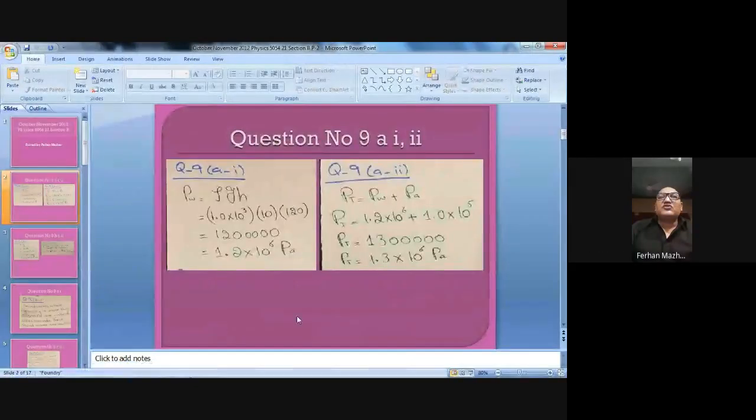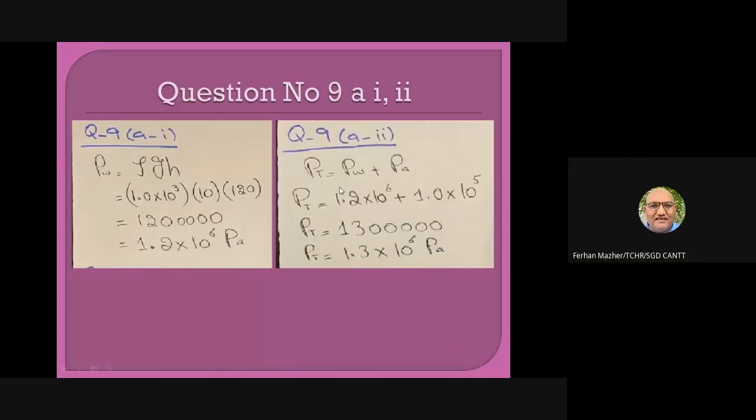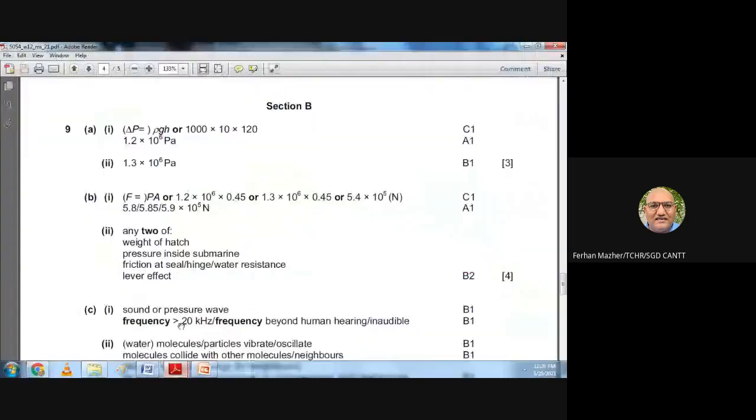Let me show you. So on your screen, you can see the total pressure will be equal to the pressure of the water plus the pressure of the atmosphere. Pressure of the water is 1.2 x 10^6 plus 1.0 x 10^5, and the final answer will be 1.3 x 10^6 Pascal. So very simple. 1 mark, easy mark. You can secure this mark easily. Let me check the marking scheme. The final answer will be 1.3 x 10^6 Pascal.